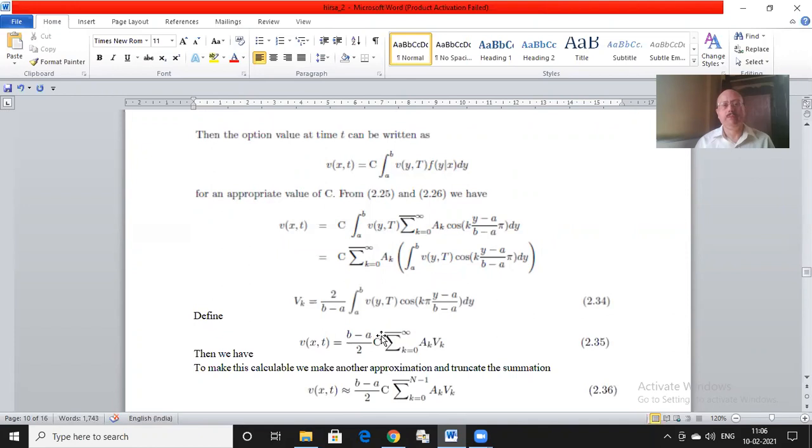Now, let us first define Vk, V sub k, as equal to 2 by b minus a, this integral inside. This whole integral inside for a particular k is denoted by Vk. So then in our notation, small vxt, the option price, will be given by b minus a by 2 c times summation ak vk. So vk is just for each k the corresponding integral normalized. These are the terms that will be computed in the algorithm.